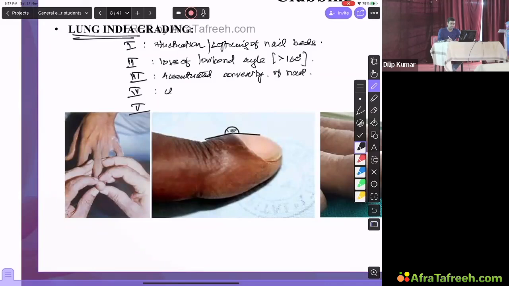And grade 4 is clubbed appearance. This is the exact nomenclature that is given: clubbed appearance of the fingers. Otherwise, you can call it drumstick appearance also. But the word given in the grading system is clubbed appearance. You can imagine it is the same as drumstick appearance.